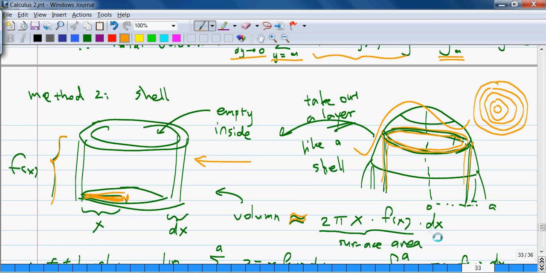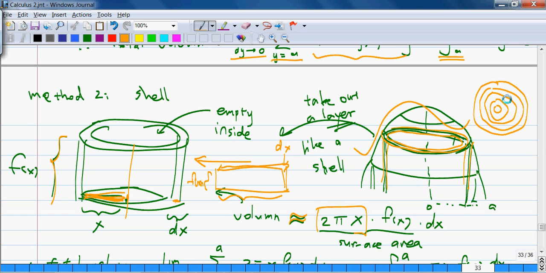by the surface area multiplied by the thickness. Remember, dx is the thickness of each shell. So a way to think about this is, suppose you cut it and then you flatten it, then it becomes something like this very flat thingy, which has thickness dx, and this length is obviously the circumference of the circle, and the circumference is 2 pi r. The r here is x, and remember there's a height, so the height is f of x, so 2 pi x f of x dx would be the volume of each shell.